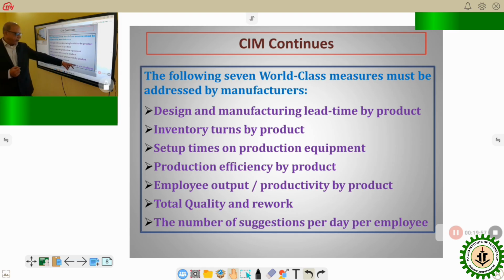The number of suggestions per day per employee is a part of the continuous improvement philosophy. Regarding performance, even if it is very satisfactory, people should not be complacent with that level. There is every scope and possibility that people should come up with some suggestions, so that in the next iteration there will be some possibility of improvement. So the more suggestions, the more possibility of improvement and reducing cost.